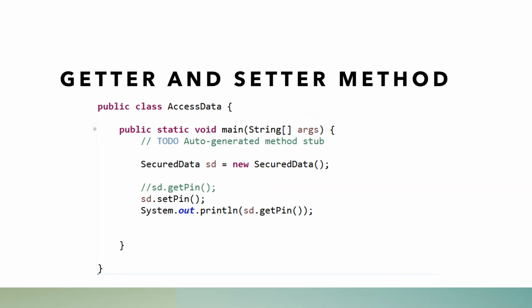So let us get into Eclipse and check how we can use getter and setter methods to access the private members.